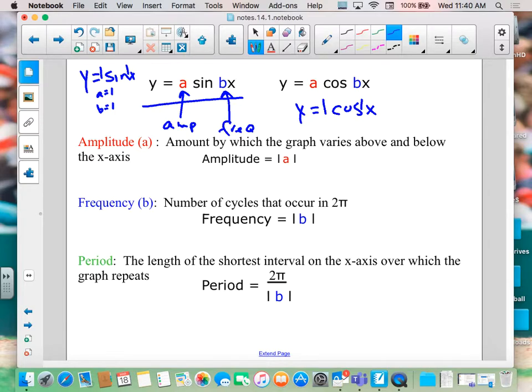And to find out how long the period should cover, there is a formula, 2 pi over B. This is the big one you're going to want to remember. Period is 2 pi over B, because we will usually ask you to graph 1 or 2 periods of the function.